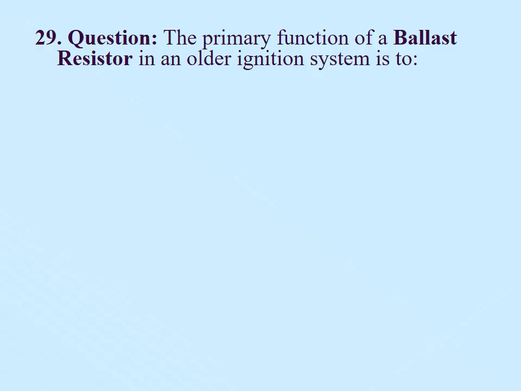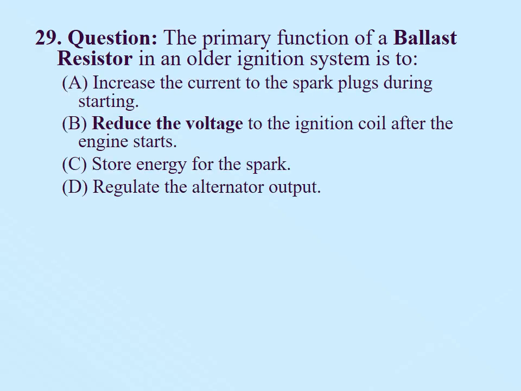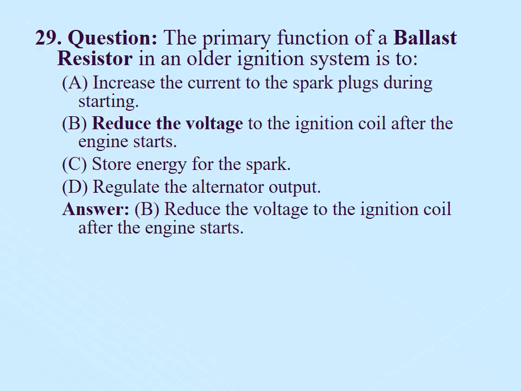Next question. The primary function of a ballast resistor in an older ignition system is to: Option A, increase the current to the spark plug during starting. Option B, reduce the voltage to the ignition coil after the engine starts. Option C, store energy for the spark. Option D, regulate the alternator output. Answer is option B, reduce the voltage to the ignition coil after the engine starts.